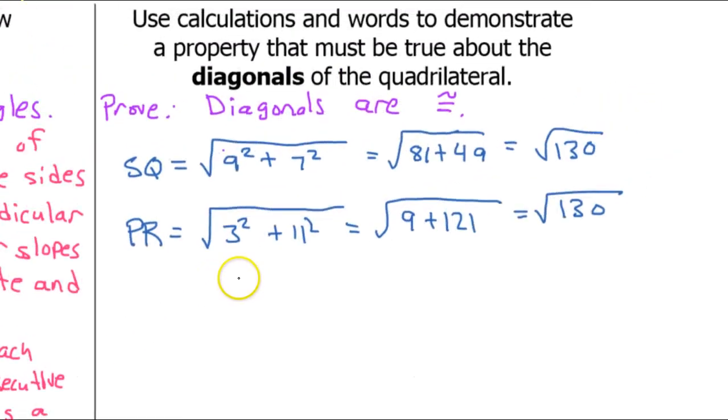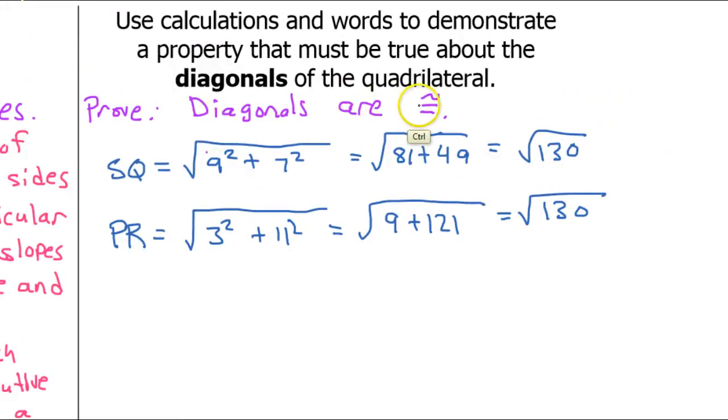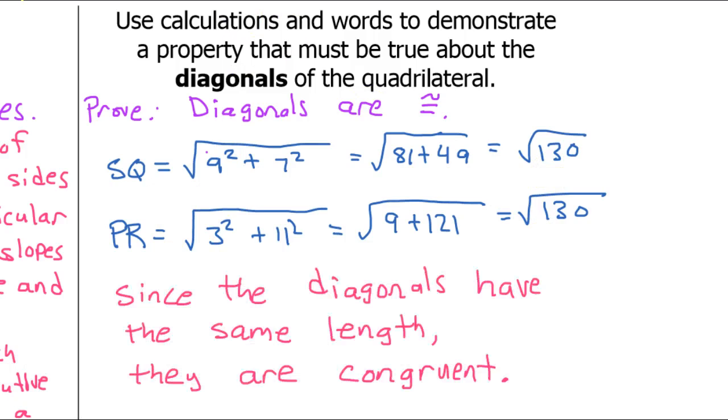So we were supposed to prove that the diagonals are congruent. And we just proved that. So we just need to write down a sentence. Since the diagonals have the same length, they are congruent. So there we have our calculations and words.